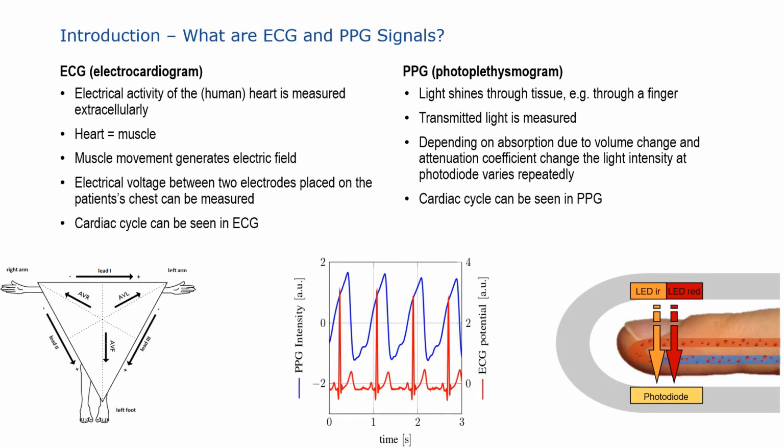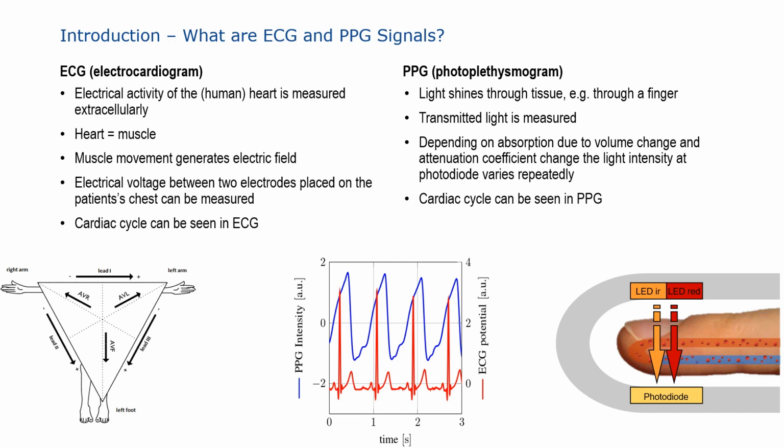Well, let's start with explaining what ECG and PPG signals are. The ECG, or electrocardiogram, represents the electrical activity of the heart. It is measured extracellularly. The heart is a muscle, and like every muscle, its movement generates an electric field. This electric field can be measured as a voltage between two electrodes placed on the patient's chest. There are different defined positions where those electrodes can be placed, which is illustrated in the picture on the left.